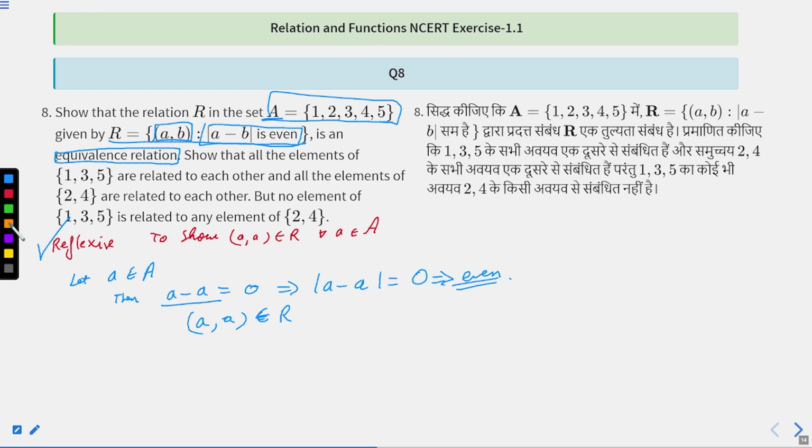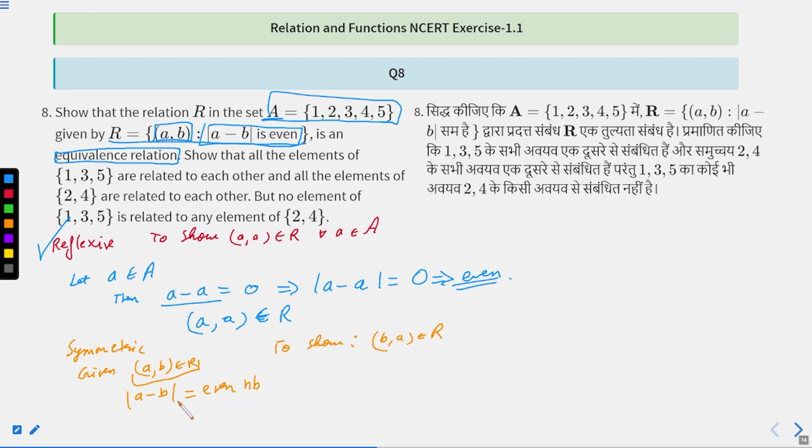Now for symmetric. In symmetric we are always given that (A, B) belongs to R, and we always need to show that (B, A) belongs to the relation R. Let's begin. If (A, B) belongs to R, this means the modulus of A minus B is equal to some even number.